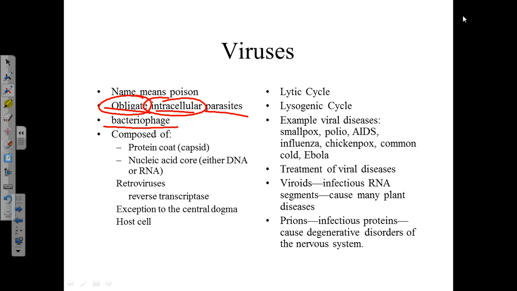One of the most simple kinds of viruses is called a bacteriophage. And if you literally break that word down, what does it mean? Bacteria eater. Phage, P-H-A-G-E, means eat. These are viruses that actually make bacteria sick. And the reason we talk about them is they're pretty simple. They're the most simple case.